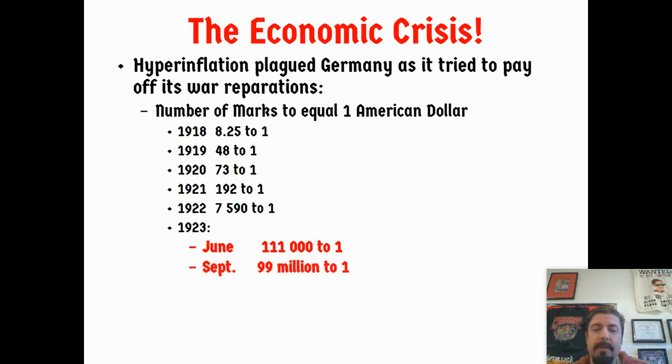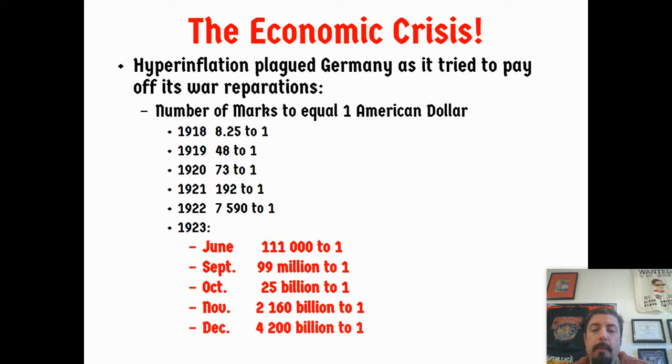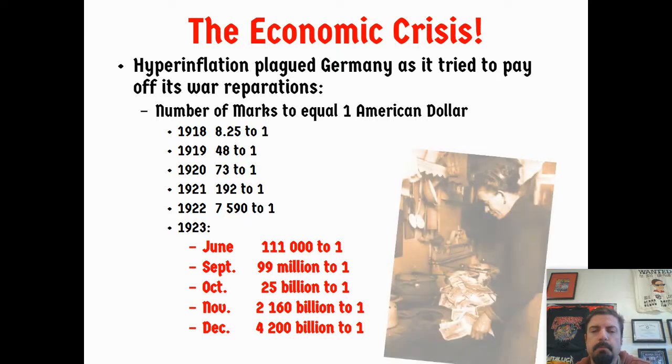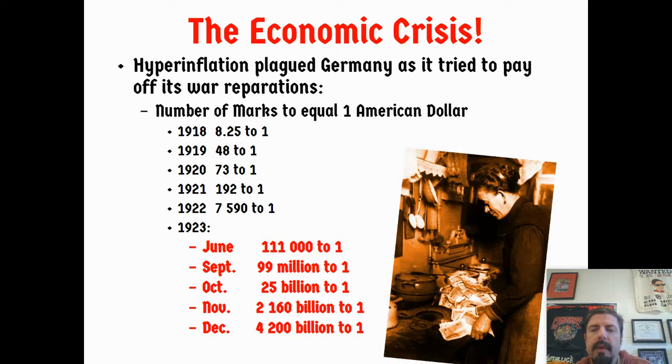And you can see by September, 99 million. October, 25 billion. November, crazy number, 2.1 trillion to 1, 4.2 trillion to 1. Okay, you can't even fathom the difference in the worth of the mark from 1918 until December 1923. And so you can see they basically just started burning it because it was cheaper than paper.